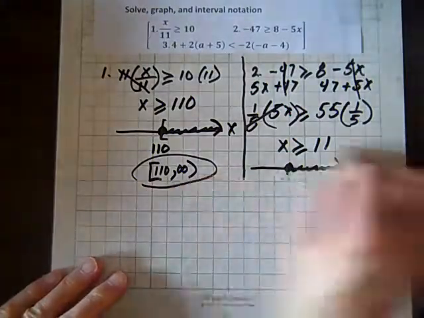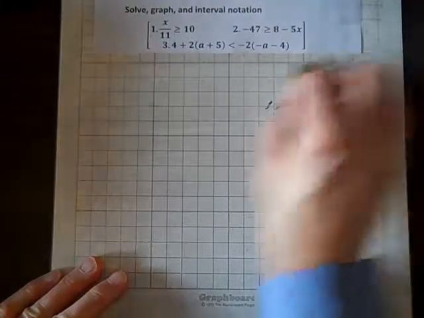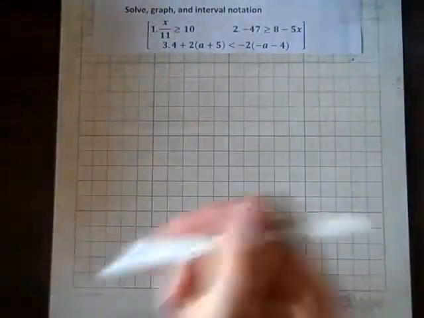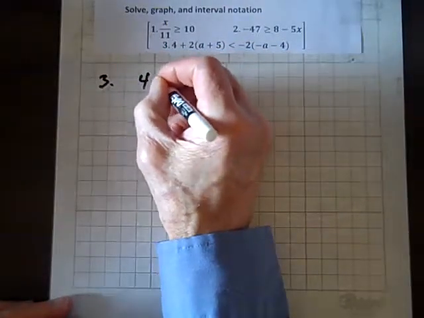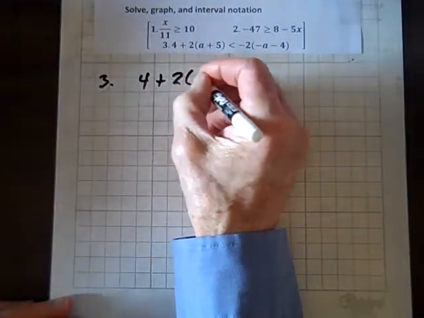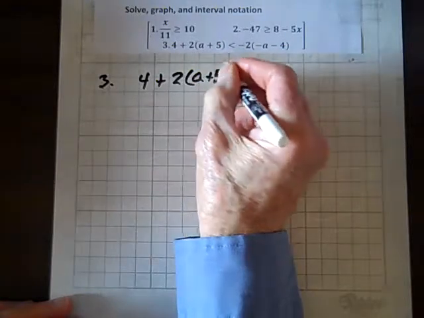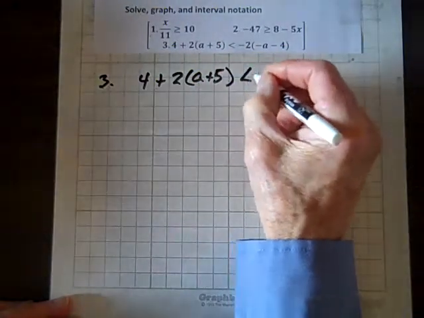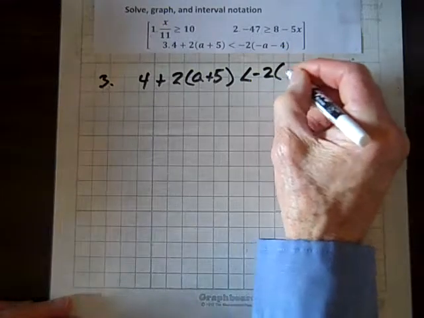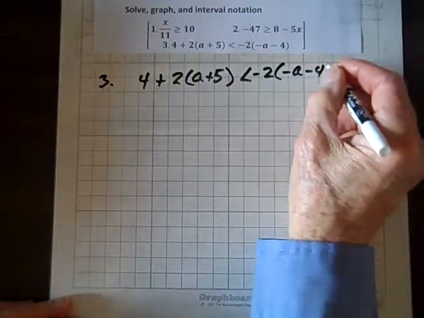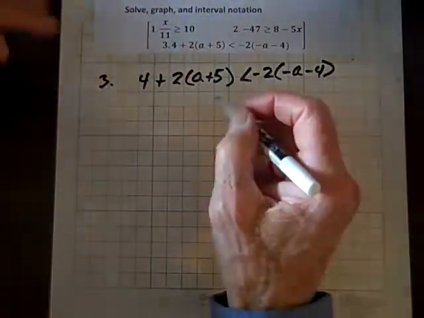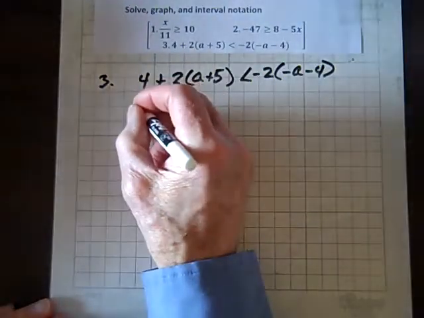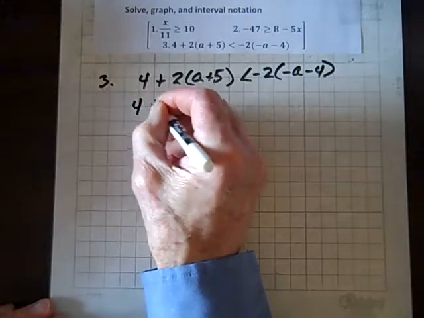So we'll do a little erase job. Okay, 3. So we have 4 plus 2 times a plus 5 is less than minus 2 times minus a minus 4. Okay. First, let's dispense with the parentheses, so we'll use the distributive property and distribute the 2.